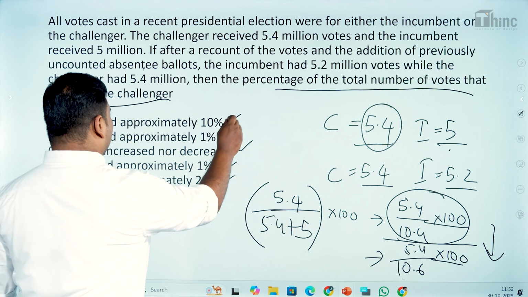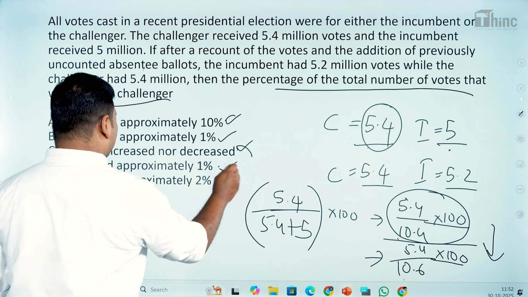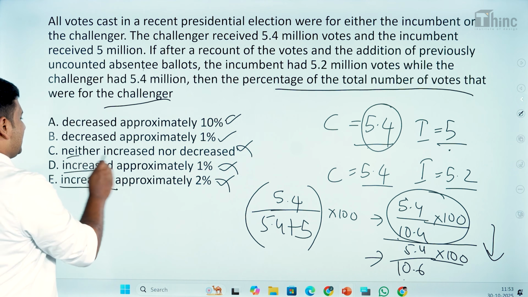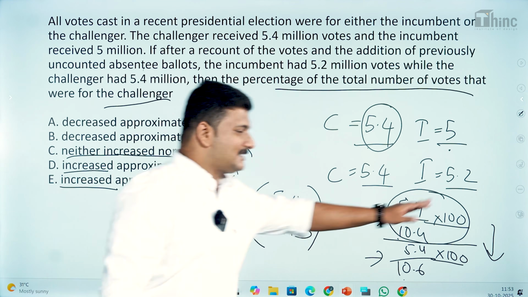So it's not option A, sorry, it's not option C, D or E, because D says increased, E says increased, C says neither increased nor decreased. So obviously it's a decrease.